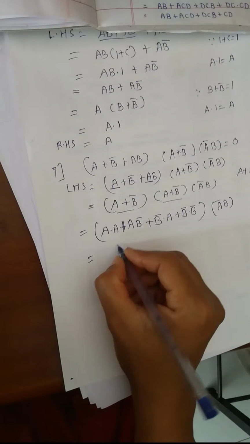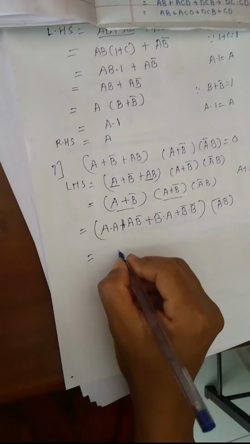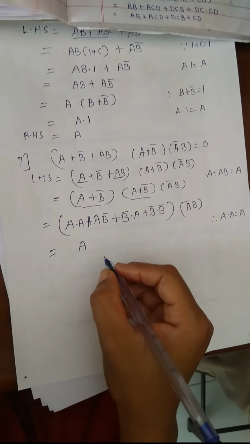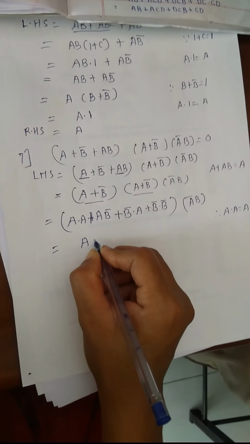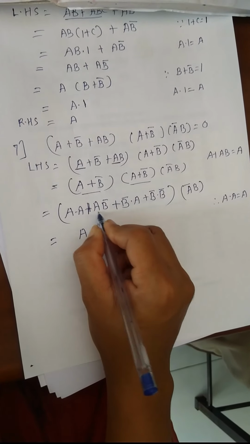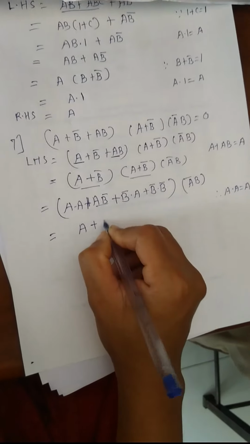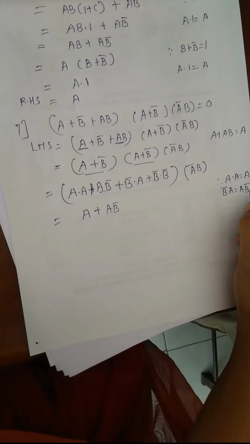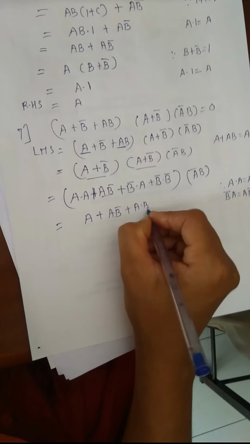Again we use different laws in this expression. A into A, since A into A, that law A into A is A. So this term is represented as A. Then A bar B or B bar A means this is represented as A B bar, that law A into B is represented B into A. Similarly this term B bar A is equal to A B bar. So this term is A into B bar.